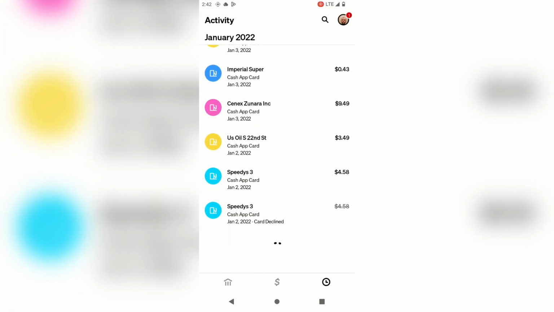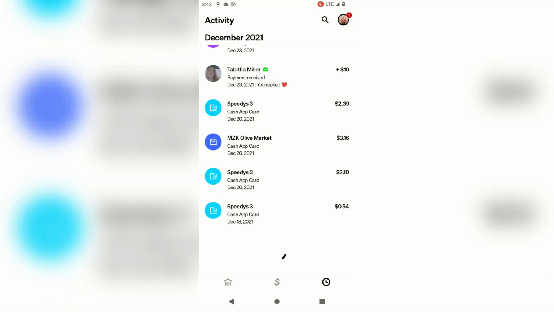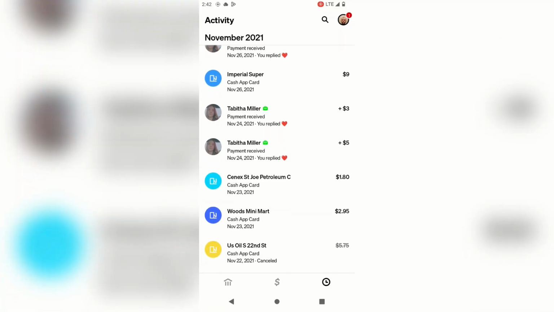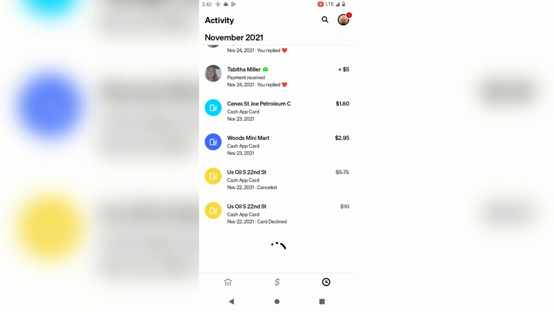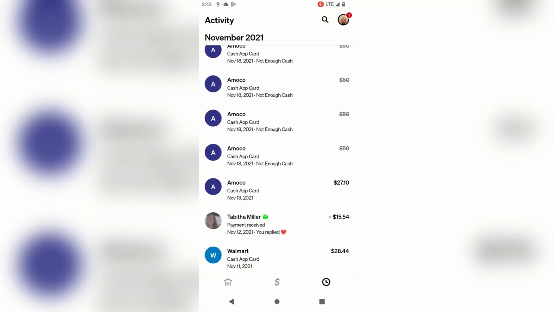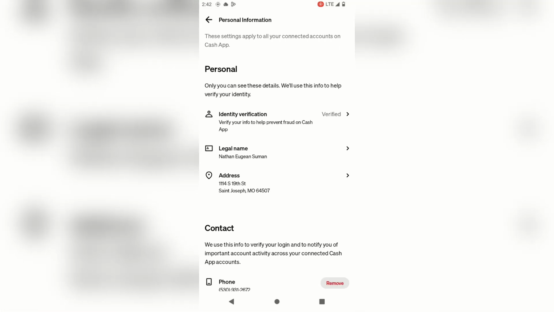Here you can check there is a huge transaction history of this account and all the transactions are completed without any issue. Whenever you are going to buy an account, you have to look at the transaction history of that account. Here you can see it's a huge one. Let me show you the limits of this account and other details.